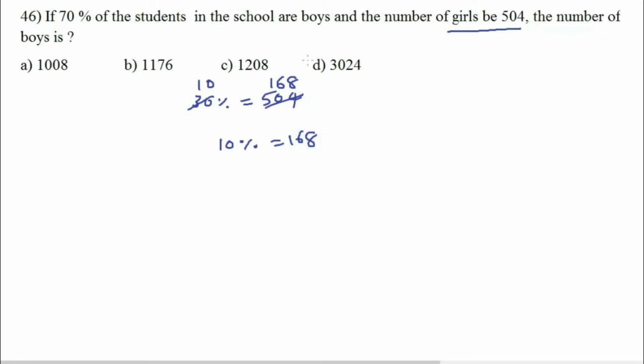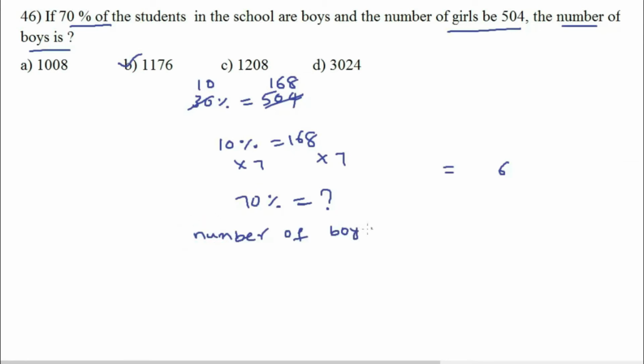The number of boys, boys percentage is 70. So 70% equal to 70% of the students in the school. So 70% equal to question mark. Into 7 on the left side and also the same into 7 on the right side. 8 7 times 56. 6 is the unit digit. By options verification, only one option, option B. The number of boys is 1176.